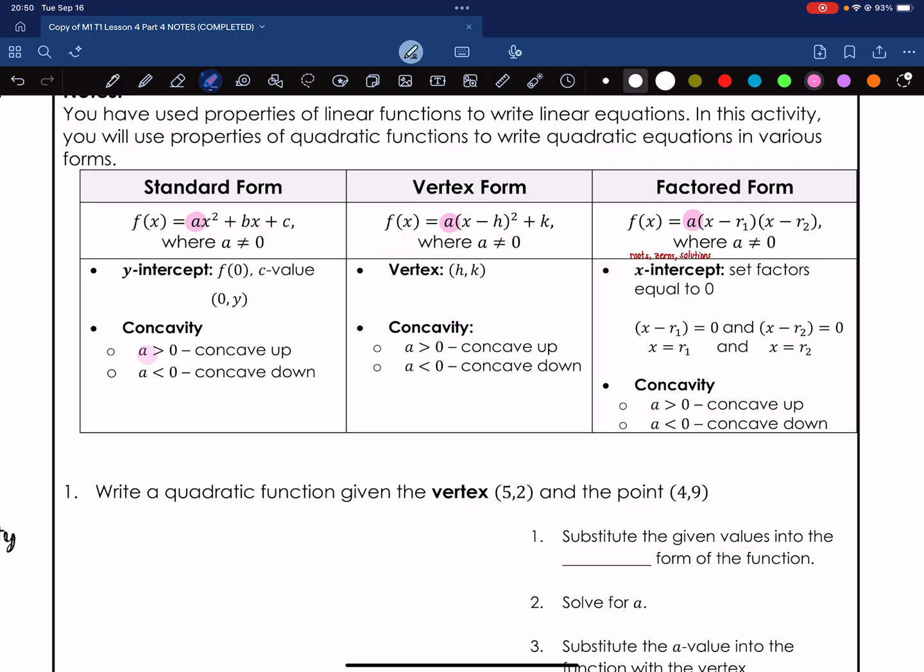It represents its concavity. Remember, when our a value is greater than 0, we have a function that is concave up. Remember, concave up is like a cup. So when it's concave up, you have a minimum. When our a value is less than 0, our graph is concave down, like a frown, which means you have a maximum. Okay, so let's get into writing some equations.